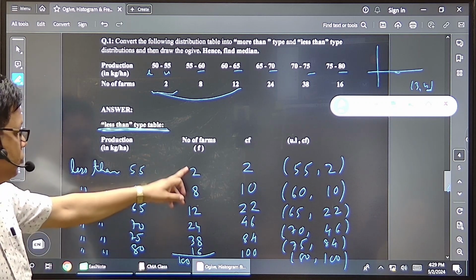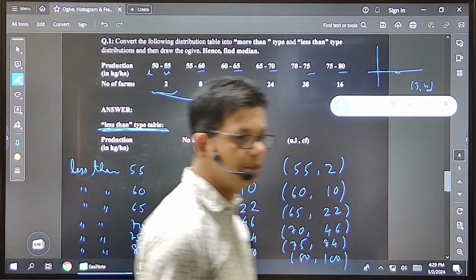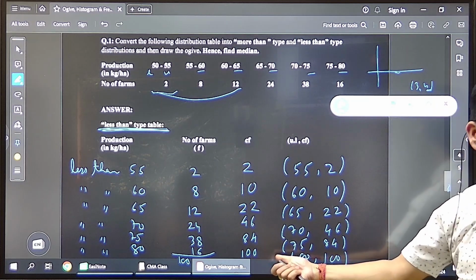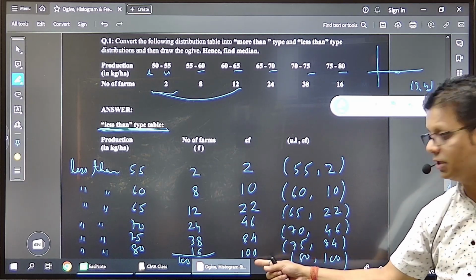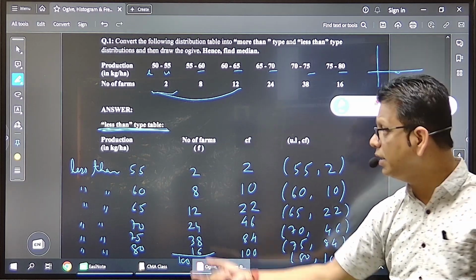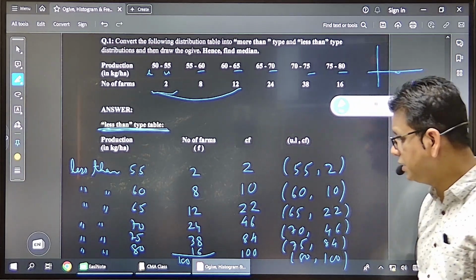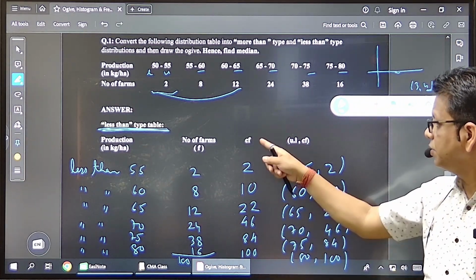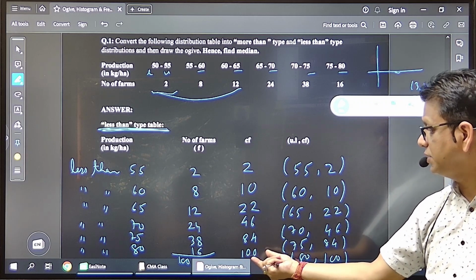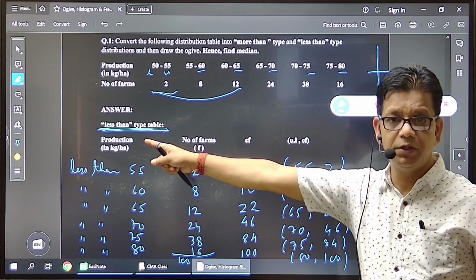You can check it. 2 plus 8, 12 plus 24 plus 38 plus 16, it comes the total 100 again. That means the last number of the cumulative frequency, so what is the number? 100, is simply the total of the frequencies in less than type table. All right, so you just keep a note, it is very essential. So I repeat this line, the last number of the cumulative frequency is simply the total of the frequency in less than type table. Okay.